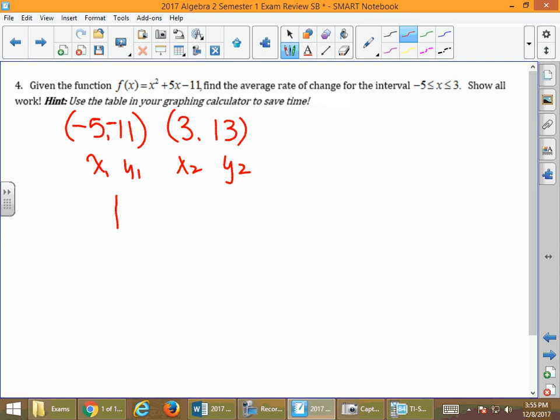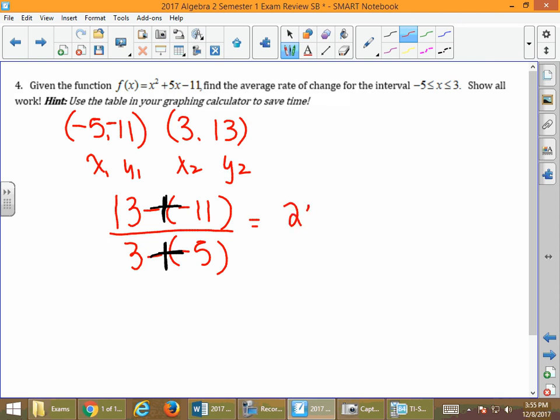So try again. 13 minus -11, and 3 minus a -5. So not only do we have the double negative on the bottom, like we just were working with, but we also have a double negative on the top. And 13 plus 11 is 24, and 3 plus 5 is 8, and 24 divided by 8 is 3. And that's our average rate of change. So, note to you, as well as myself, make sure that you are looking at the calculator and writing down what you see.